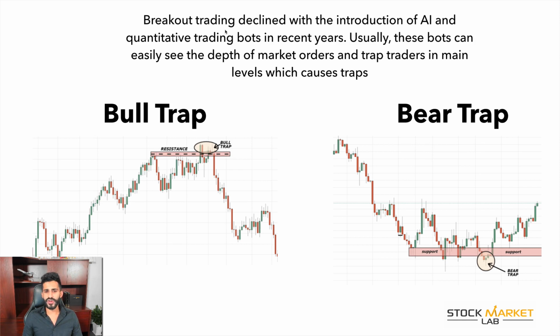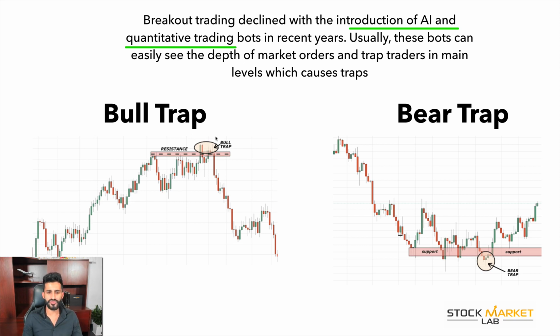Big breakout trading declined with the introduction of AI and quantitative trading bots in recent years. These bots can easily see the depth of market orders and trap traders at main levels, which causes traps. After AI came out, and a lot of systematic trading came out, you're trading against algos and computers. They're able to see where a lot of orders sit, they're able to see a lot of order size, and they're able to read order flow.